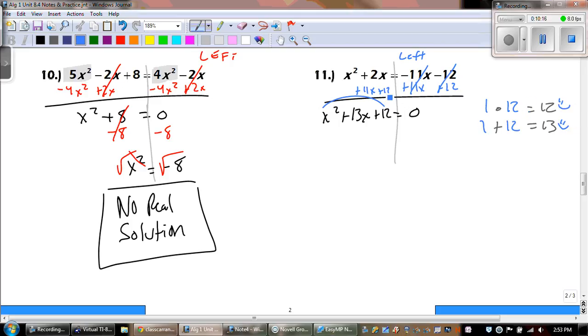Yay, 1 and 12. And guess what? We can do our shortcut because our leading coefficient is 1. So we get x plus 1 and x plus 12 equals 0. And then we can solve those right away. I'm putting them in numerical order. x equals negative 12 and x equals negative 1. Whoa, Mr. Grice, how'd you get that? Well, remember, anything with a variable, we set it equal to 0. Okay?